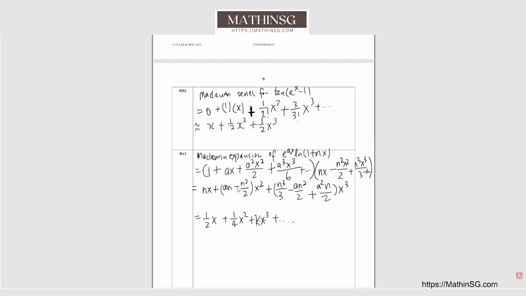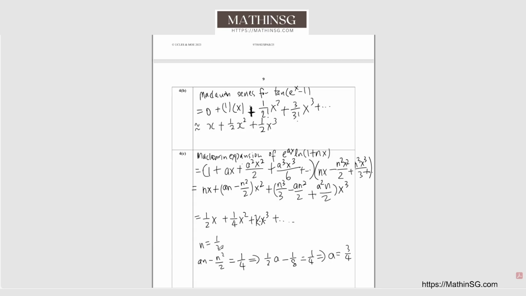Now I know that n is equal to half, and that an minus n squared over 2 equals 1/4. I will sub in n equals half, so I have half a minus half squared, which is 1/4, over 2, so it's 1/8, equals 1/4. Therefore I know that my a is equal to 3/4.